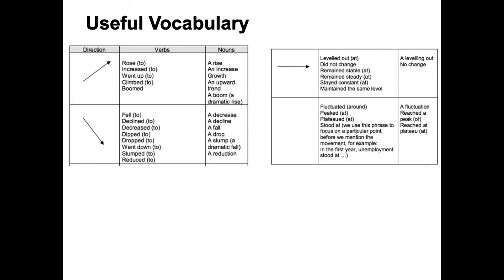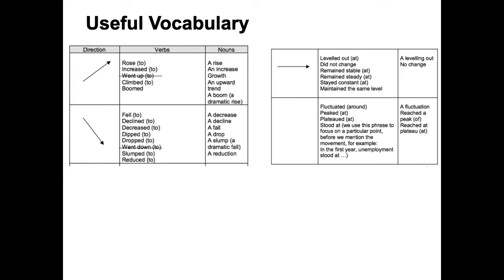And then you see a corresponding set of nouns. Also, you see vocabulary that you can use if something is going down, right? So fell, decline, decrease. I think out of this list, increase and decrease, you should definitely be able to use. Those are key vocabulary words.